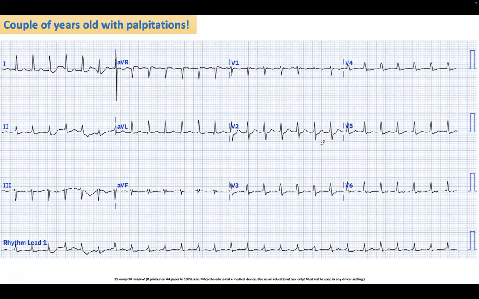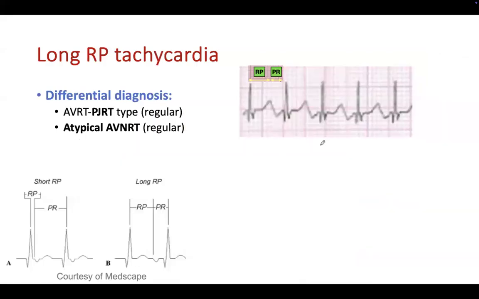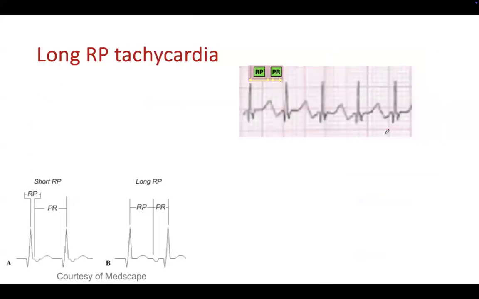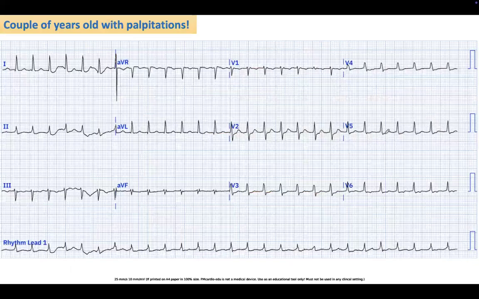So when you see narrow complex, regular tachycardia without sinus P waves, what would you call this? We just said narrow complex, regular tachycardia and non-sinus P waves. How do you call this? Back to our algorithm: tachycardia, narrow complex, not sinus. Then what? SVT. Okay, so that's another SVT example.